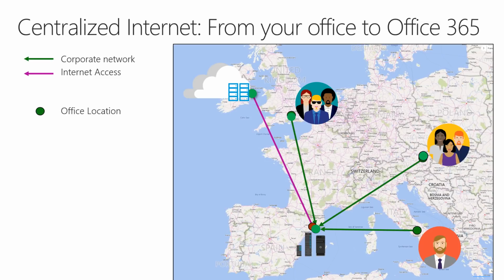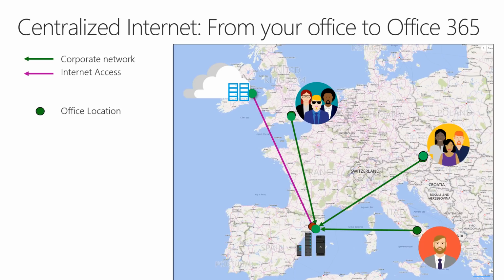To better illustrate the benefit of connecting directly to the Office 365 network, let's see the following example. Here we have a traditional hub internet, centralized internet access. So I have all these green dots here, which represents offices, and here in the lower left corner in Spain, I have my main office.